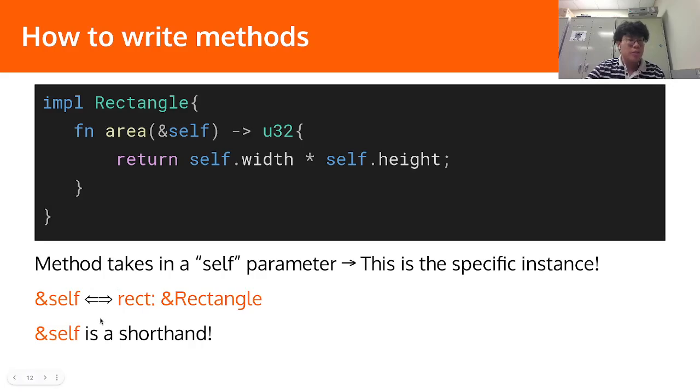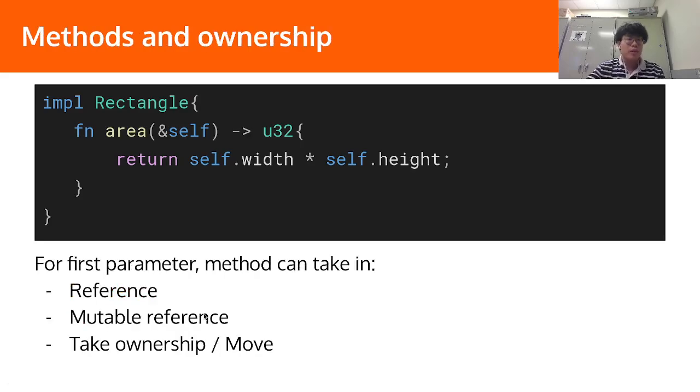Yeah, so this was basically what I said earlier. Just to add on, this ampersand self is actually a shorthand notation, and it's short for self colon ampersand Self. So it's basically the same notation, where the name is self and then the type is ampersand Self, or ampersand Rectangle in this case. So Rust allows us to have this shorthand so that we don't have to write things in this longer notation.